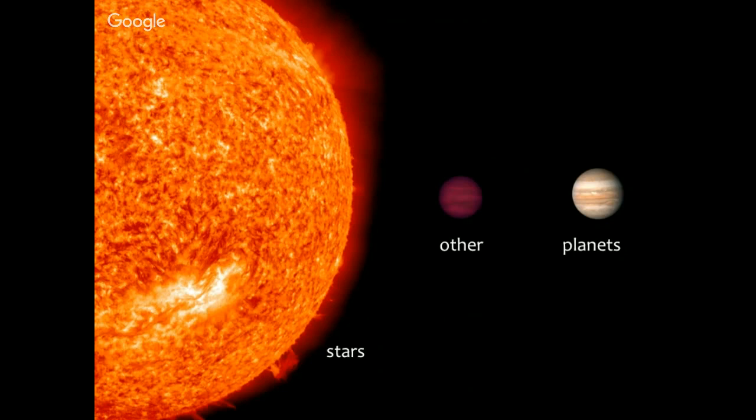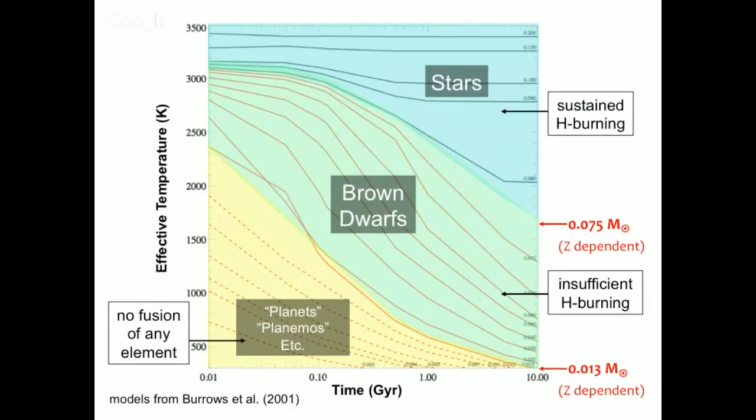So this is something that's other, something that's not quite stars or planets. And now this has a fairly fundamental impact on the long-term evolution of these objects. So these are more recent models by Adam Burrows looking at the effective temperature of different kinds of objects as a function of time. And this is here in Kelvin. This is on a log scale.